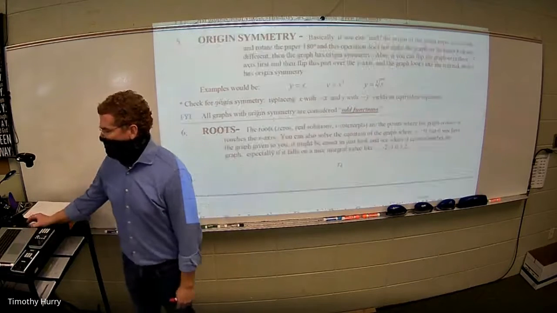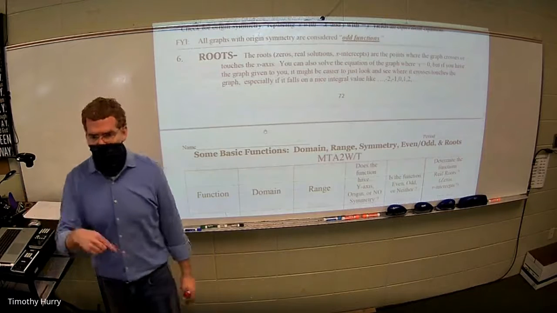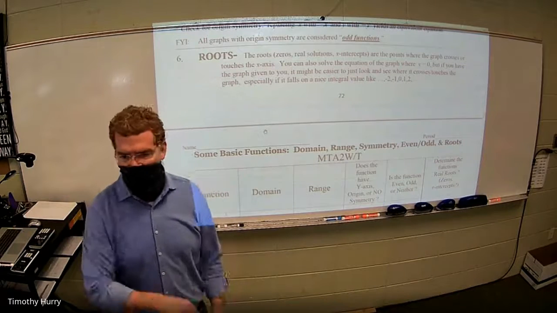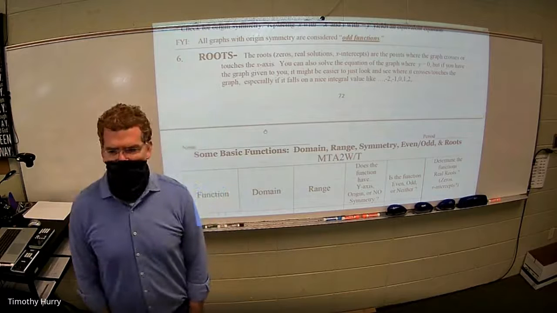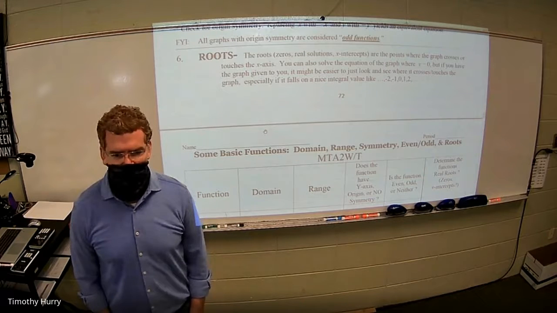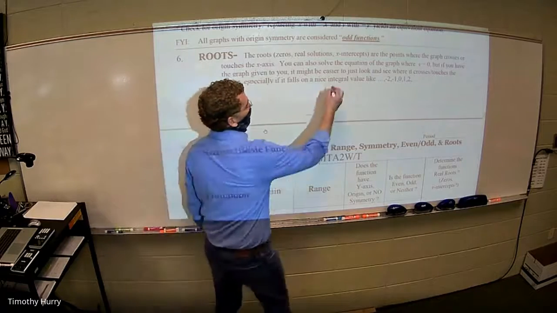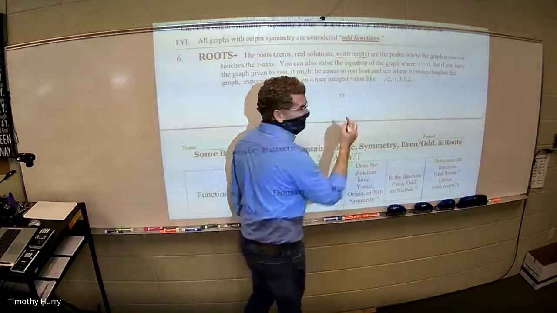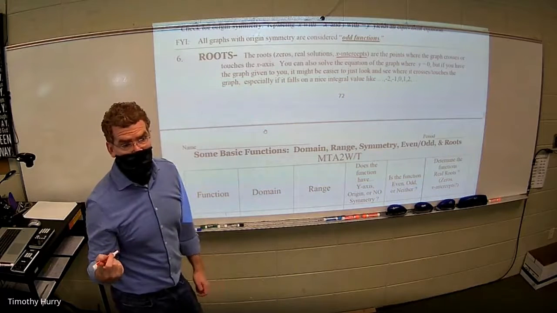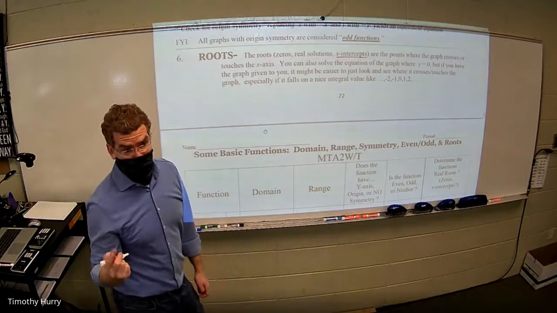Okay, last couple things, roots. What's the root? Another name for it. I've used it a bunch simultaneously with other stuff. Okay, so one definition of a root would be an x-intercept, but that would only be true if the root was real.